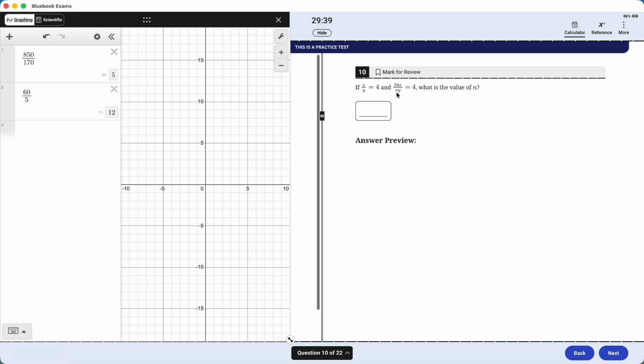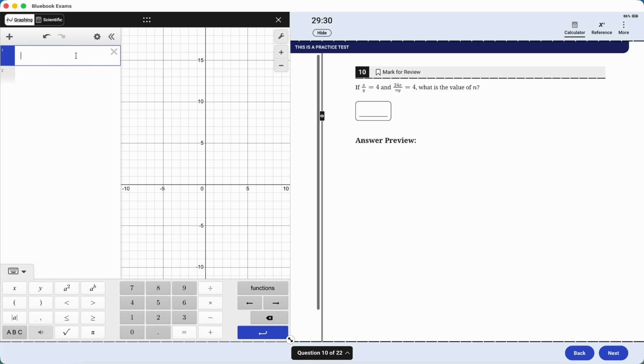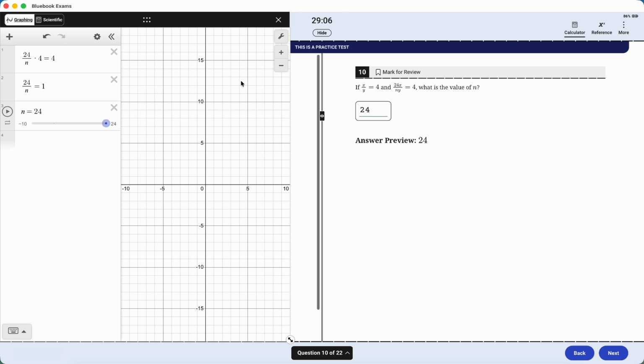Next one, X over Y equals 4, and 24X over NY equals 4. Basically, this one, if you separate it, you can see it'd be 24 over N times X over Y, right? This is the same thing, equals 4. So what do you know? You know that X over Y is 4, right? So it's basically this equation. You can simplify this by multiplying or dividing by 4 on both sides. It doesn't matter. If you divide by 4 on both sides, you just get 24 over N equals 1. And so you get N is 24, right? So you can solve it algebraically like that.